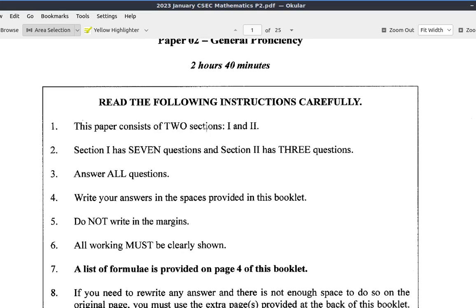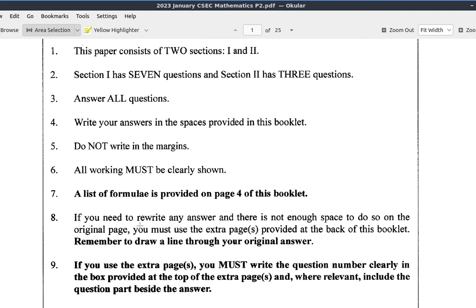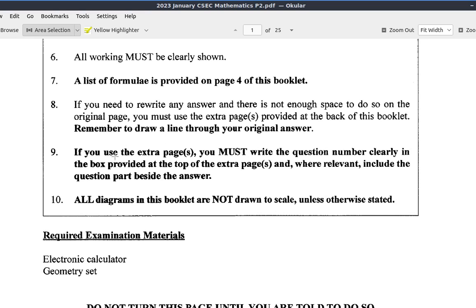It consists of 2 sections, section 1 and section 2. Section 1 has 7 questions and section 2 has 3 questions. Answer all questions, write your answer in the space provided in this booklet. Do not write in the margins. All working must be clearly shown. A list of formulae is provided on page 4 of this booklet.